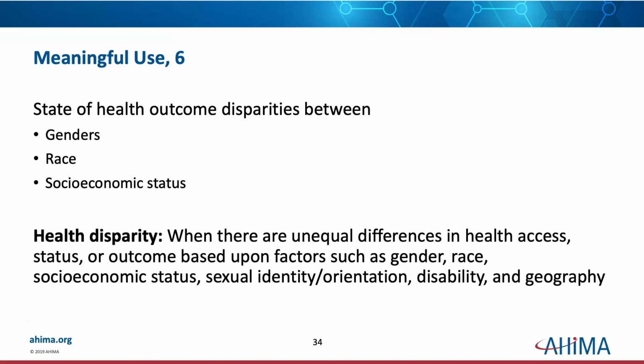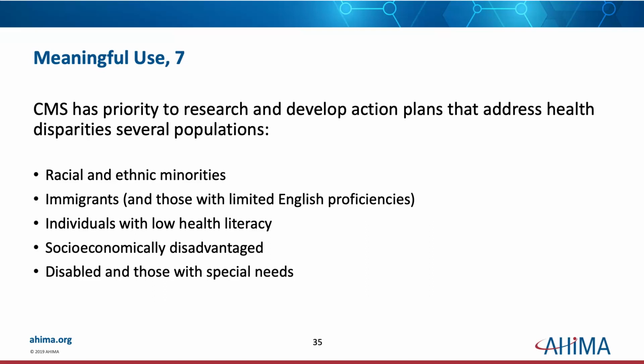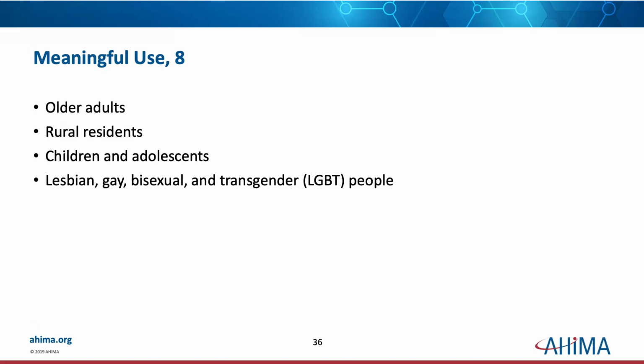So, what is a health disparity? And this is the definition they give you. Unequal differences in health access, status, or outcome based upon factors such as gender, race, social economic status, sexual identity, orientation, disability, and geography. So it's on any of those. CMS has priority to research and develop action plans that address those health disparities in several specific populations, and those are listed here. And here are the rest.